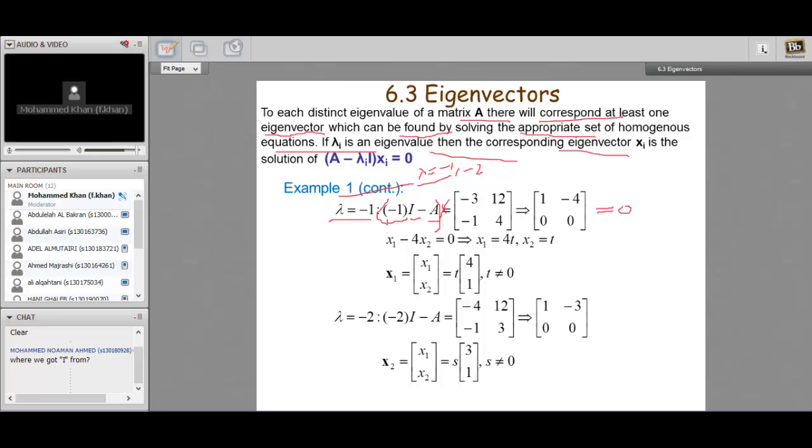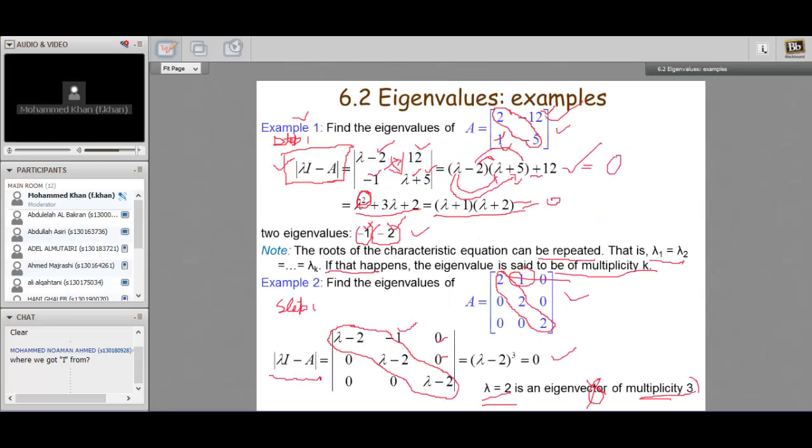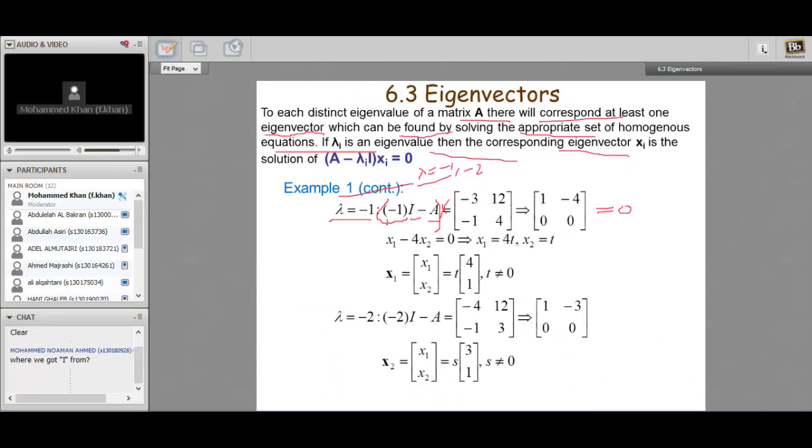So we can write lambda I minus A, and what does it mean? We have a matrix, as you can see in the previous slide, we have lambda minus 2 here. So I write minus 1 and minus 2. In place of lambda, I write minus 1. So we get minus 3.